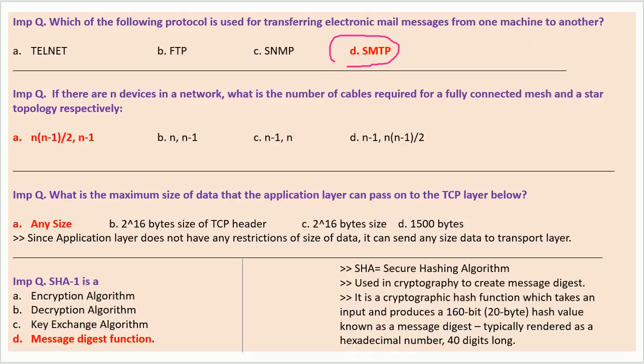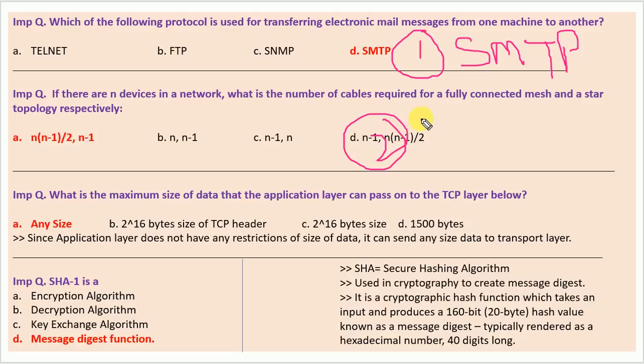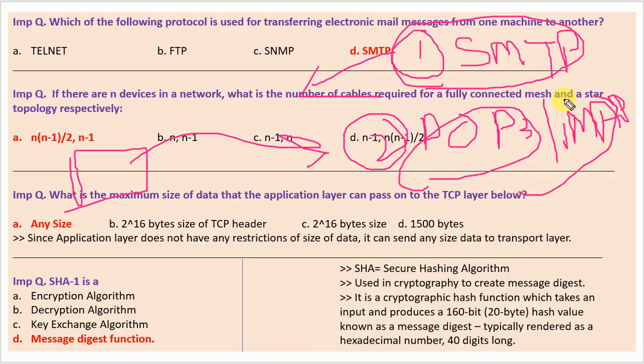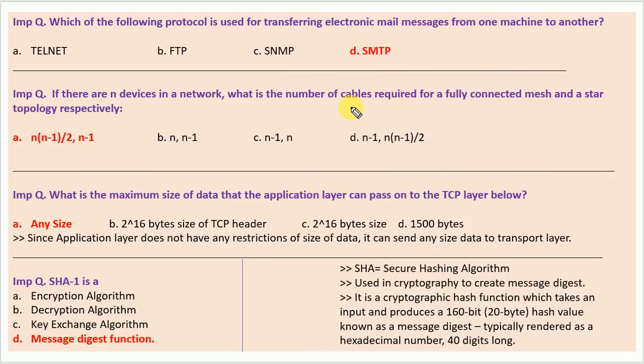And one more thing I want to let you know is that there are two other things related to email, POP3 or IMAP. But the basic difference is that if you want to send email, SMTP will be used. And if you want to access the email from the email server, we have two protocols, POP3 and IMAP. So these two things we have to remember. Okay, now let's move to the next question.